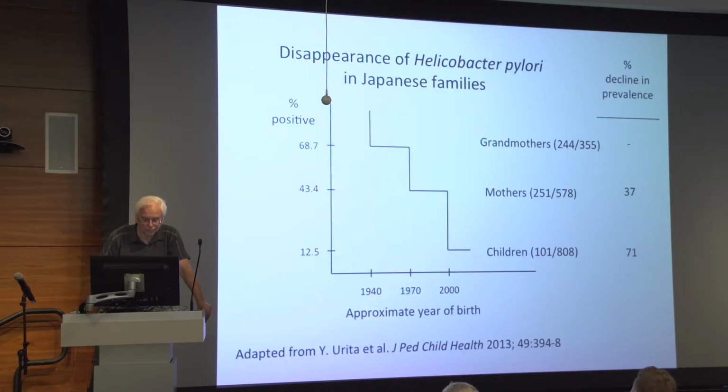Well, this is hypothesis, but there is already data that support the hypothesis. Here we're going to look at the disappearance of Helicobacter pylori, the major taxa in the human stomach, in 3 generations of Japanese families: grandmothers, mothers, and children. And we can see the kind of step we envisioned.